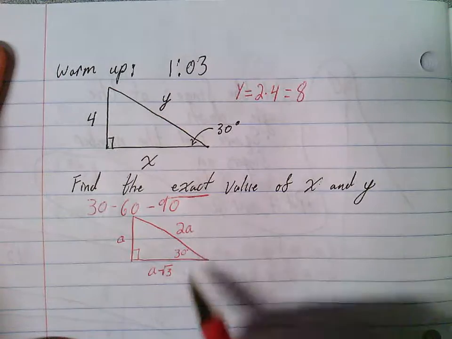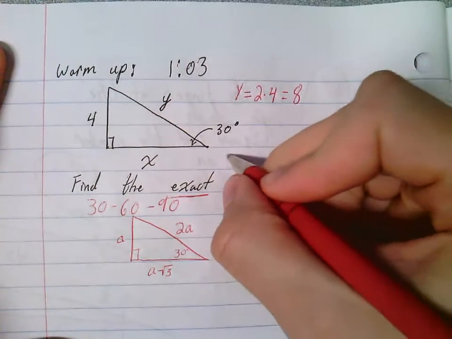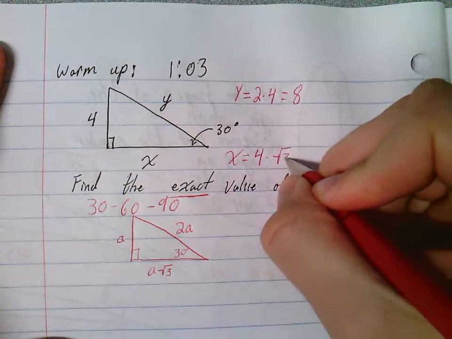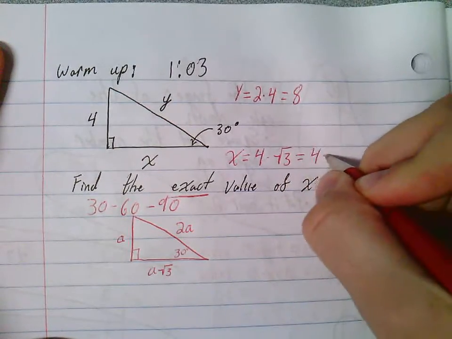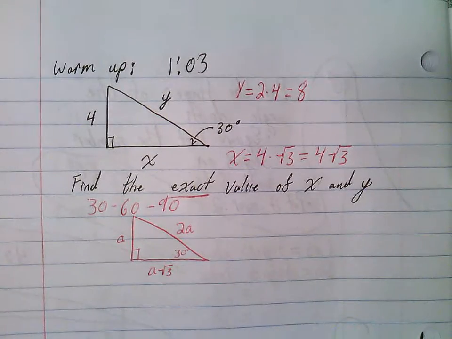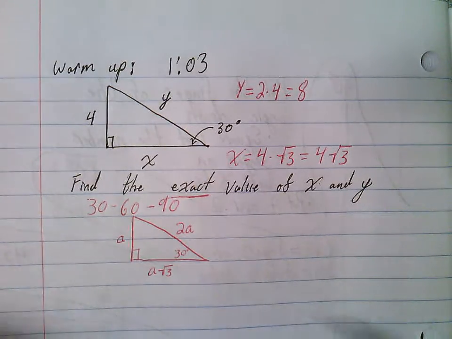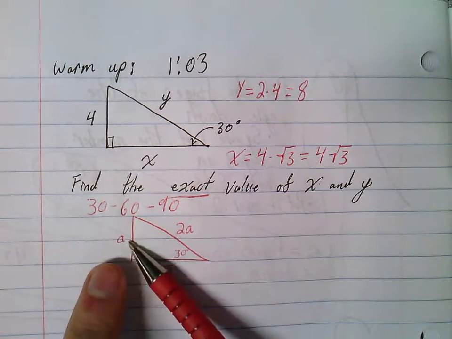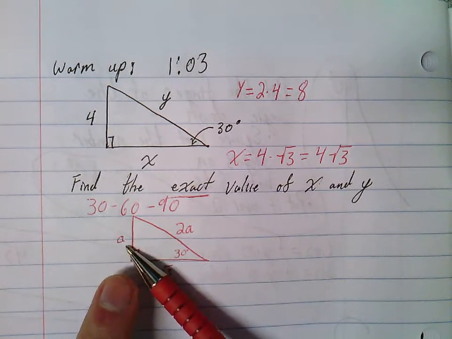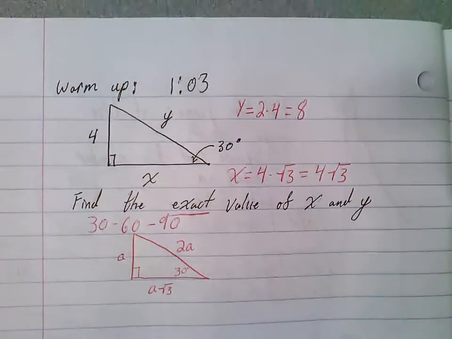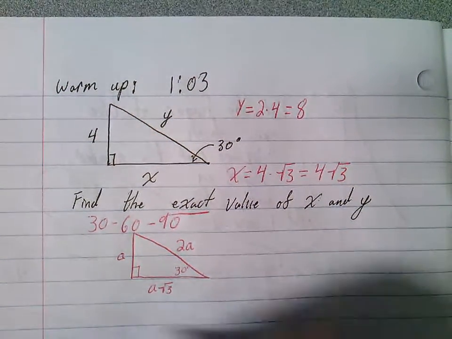And we could do the same kind of thing here for x. We would say x is 4 times root 3, which would be 4 root 3. Okay. So again, in a 30, 60, 90 triangle, the side opposite the 30-degree angle will be our base. So let's see if we can do just another type of these here.